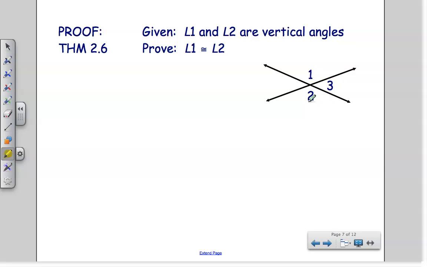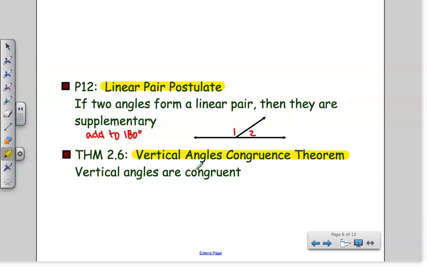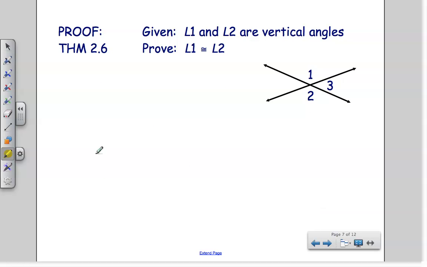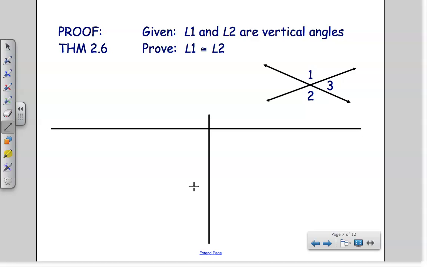So I'm given angles 1 and 2 are vertical angles. By definition, vertical angles are across from each other when two lines intersect, and I want to prove that vertical angles really are congruent. I'm proving theorem 2.6. Just like I said, we're going to prove why vertical angles have to be congruent. I'm pretending I don't know that right now, even though of course I do.